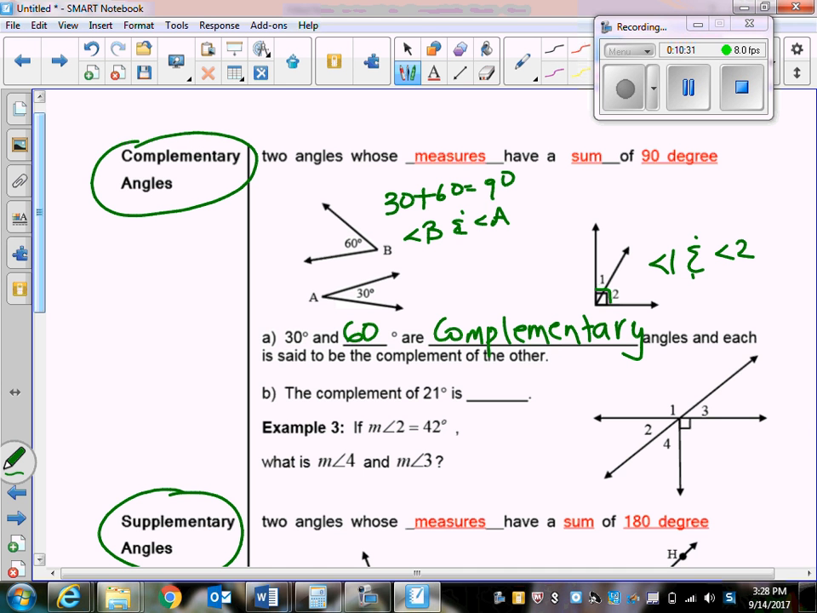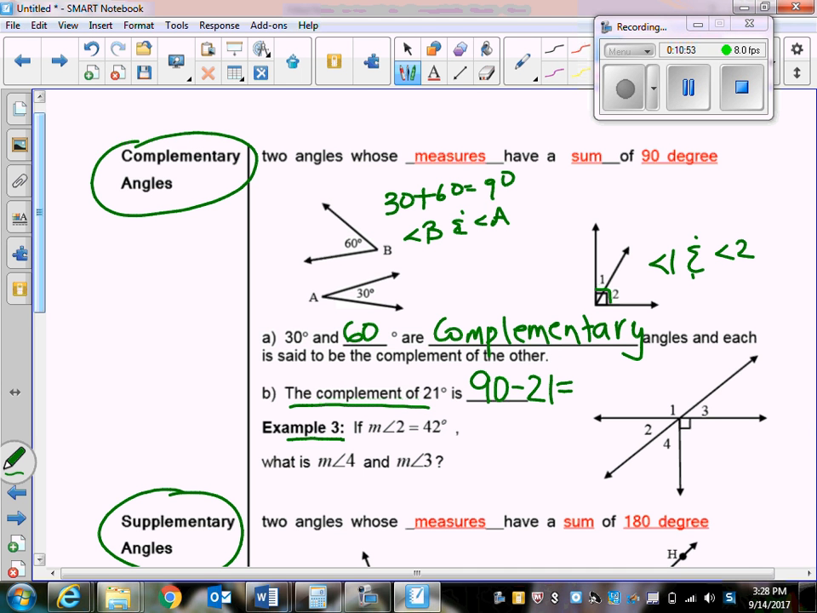So if the question is asking you, what is the complement of 21? What's the angle that's going to be complementary with 21? All you have to do is remember complementary is 90. You do 90 minus 21. So just try to remember that and write down the answer.